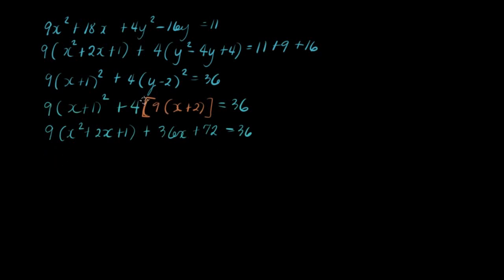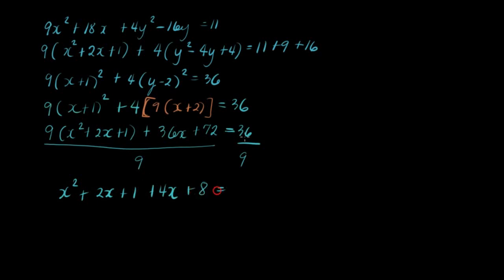We can divide everything by 9. Tama ba? Dito, sa part na to, we can divide everything by 9. Yeah, dito na lang sa baba. So, divide everything by 9. This also by 9. So, this will become x squared. Sorry, wala na yung parentheses. We have x squared plus 2x plus 1. This time, 36 over 9, it's 4x. 72 over 9 is 8. Equals 36 over 9 is 4.